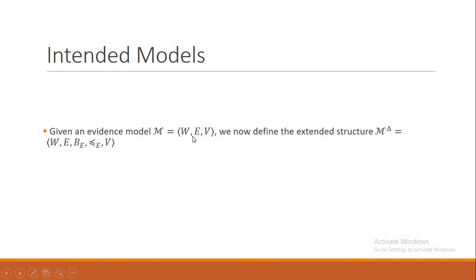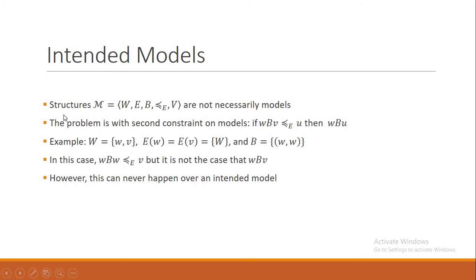Given an evidence model M, we now define the extended structure M delta, which is the same as M, but it also has our derived relations B and the plausibility relation. Now take note that structures M that have an evidence relation and an arbitrary belief relation and a derived plausibility relation are not necessarily models according to our definition. And the problem is with the second constraint on models, which says if V is accessible to W by B and U is more plausible than V, then U is also accessible to W by B. This condition need not necessarily be satisfied by such a structure.